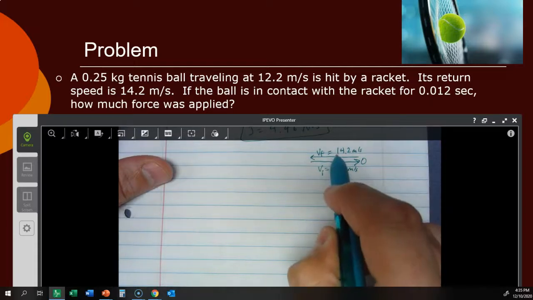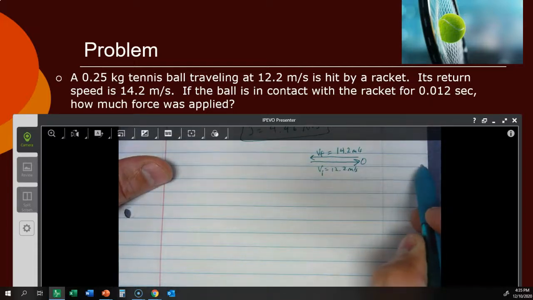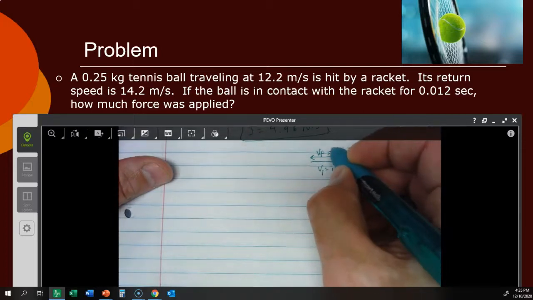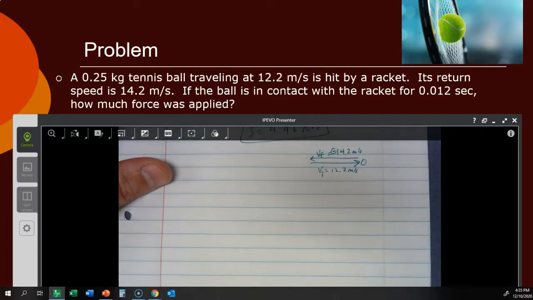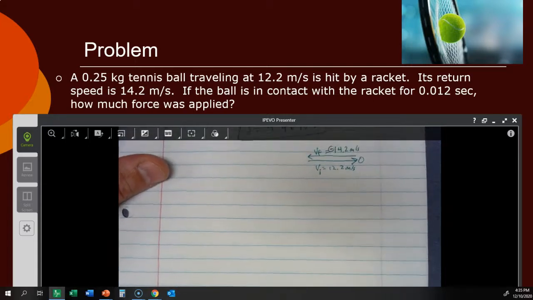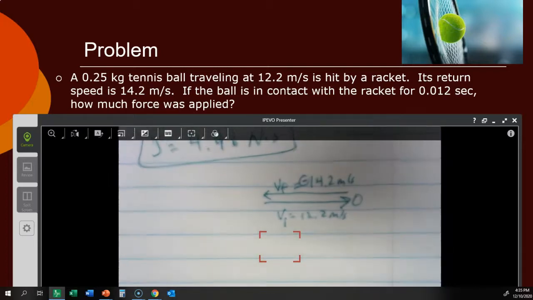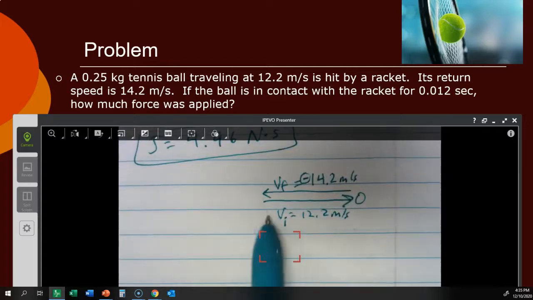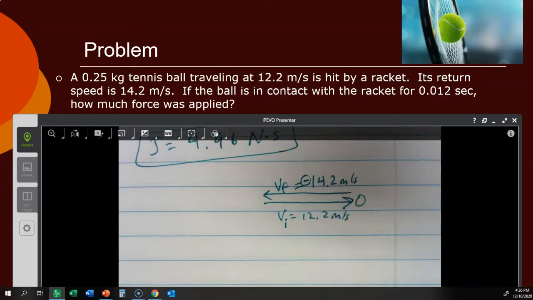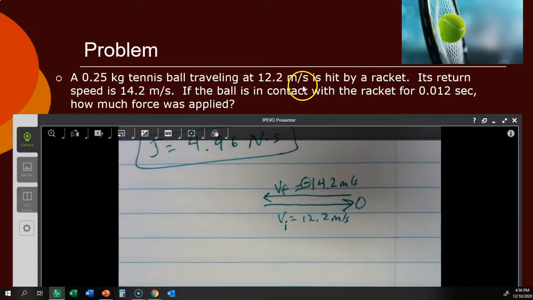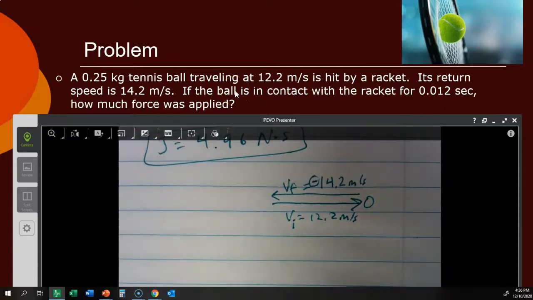If you write this down, that means the ball keeps going in the same direction. It doesn't. It goes in the opposite direction. This is negative, has to be negative. 14.2 meters per second has to be negative. Maybe I should zoom in on this picture real quick for you. So the ball is moving at 12.2 meters per second, gets hit by a racket, comes back at 14.2, but it's negative because it's moving to the left. If the ball is in contact with the racket for 0.012 seconds, how much force was applied?